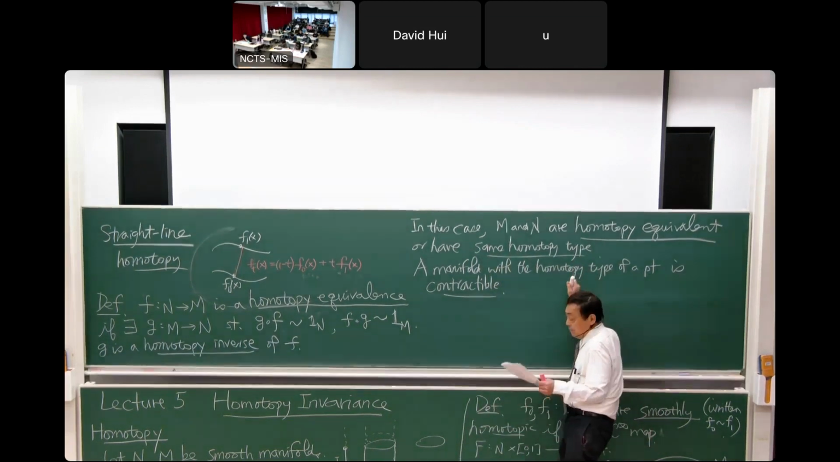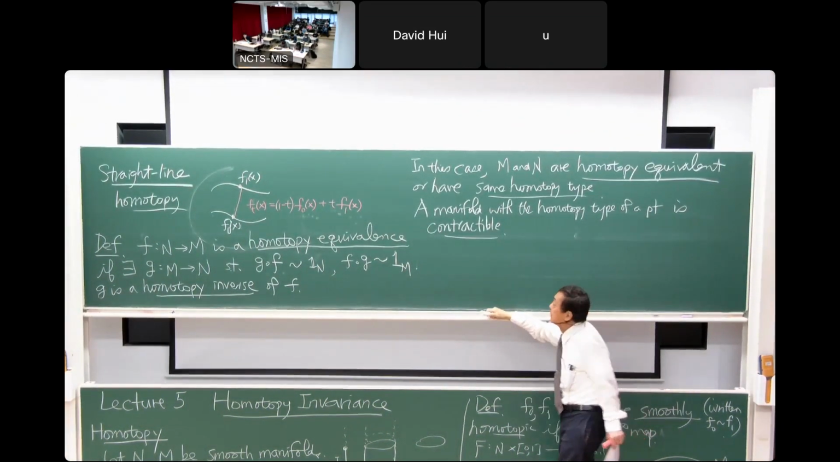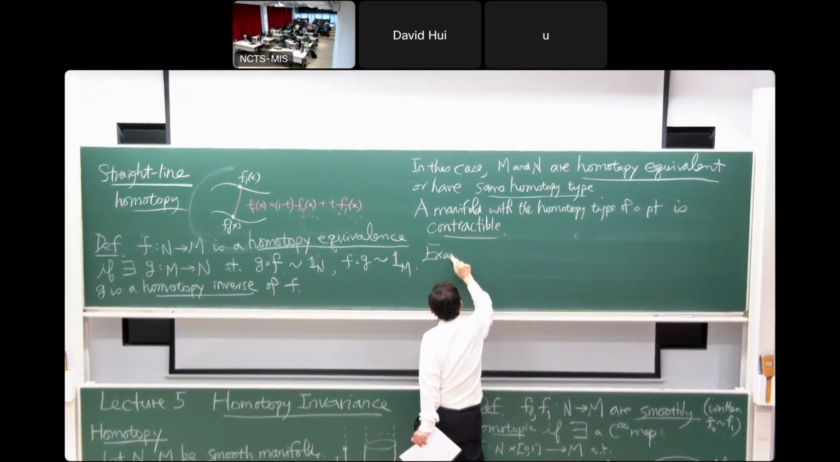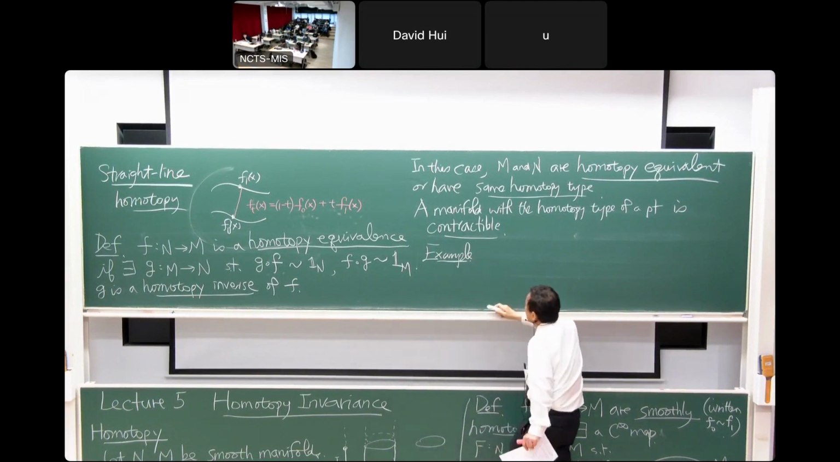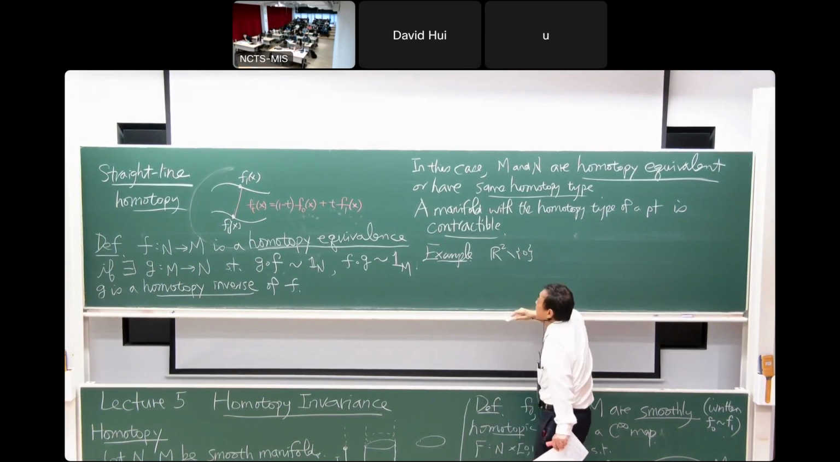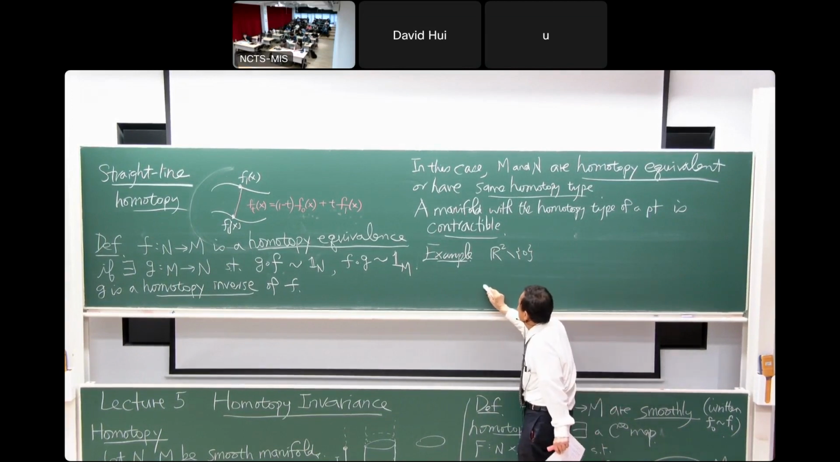Okay, so let's look at an example of a homotopy equivalence. The example is the punctured plane. Now, let me draw the unit circle there.